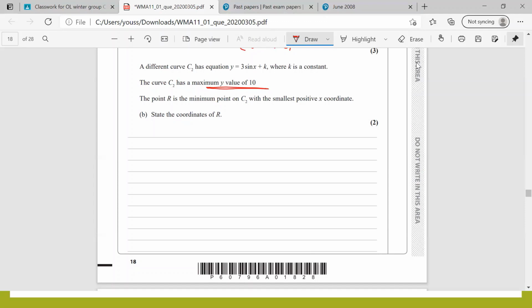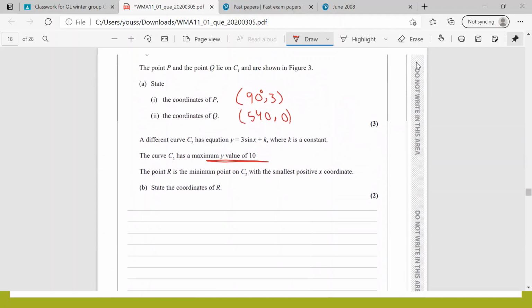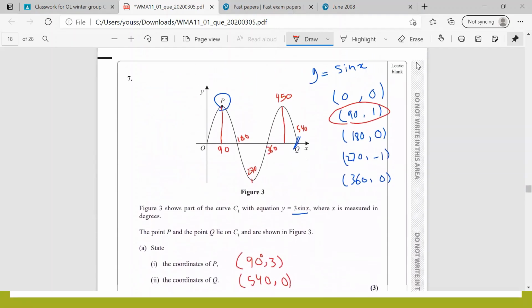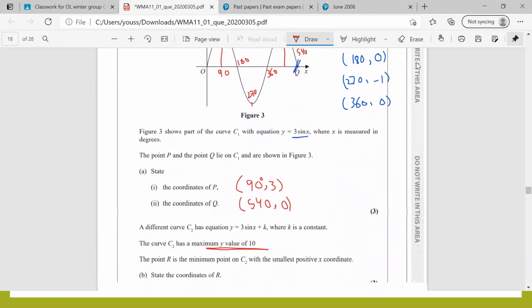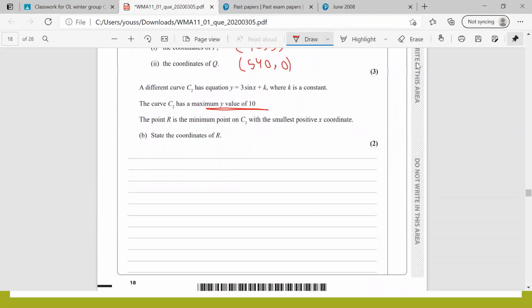So we can first of all talk about the maximum point. The maximum is happening at the 90, as we know, when we have the sine x as the smallest x coordinate. So let's try it in here. It will be y equals 3 times sine 90 added to k. And regarding the maximum, the y value will be 10. So 10 here equals 3 sine 90 plus k. We just need to know what's the value of k here.